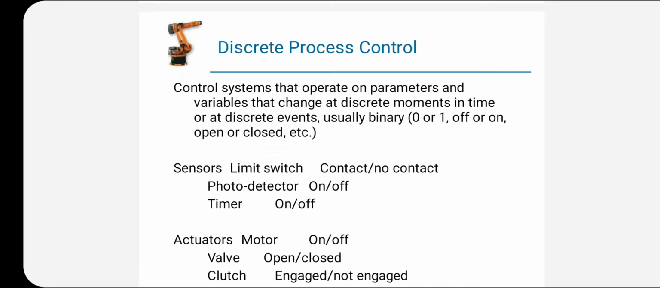Sensors such as limit switches are used for contact or no contact type, then photo detectors for on or off type, then timer on, timer off. So these are discrete process control devices. In case of actuators, motor on or motor off, valve closed or valve opened, clutches engaged or disengaged. So these are examples of discrete process control. In the last video also we discussed the difference between discrete control and continuous control.